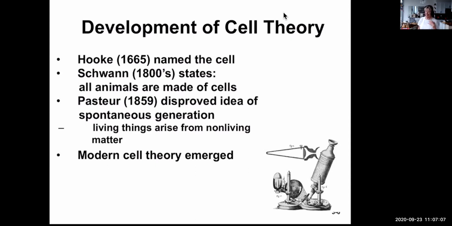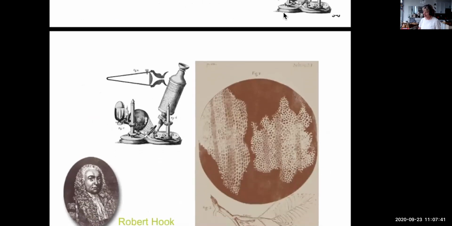Pasteur disproved the idea of spontaneous generation. That means that living things arise from non-living matter. People thought that for a very long time. The Egyptians, for example, noticed that frogs would come out of the mud of the Nile River, and they thought that frogs were spontaneously generated from the mud. But it turns out we know now that cells only come from other cells. There's no spontaneous generation. So modern cell theory emerged.